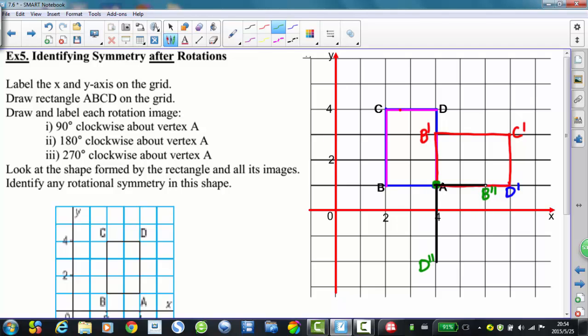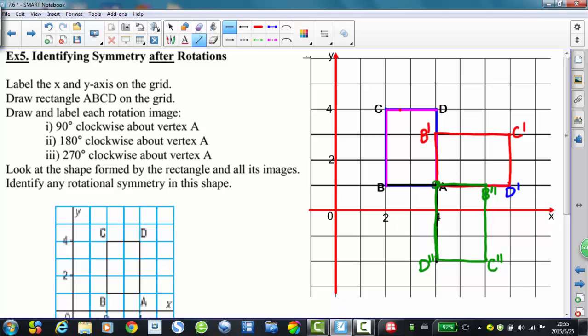Then the other two sides, you almost can imagine already. So I will make the other two sides for this rectangle. Here is C double prime. This green one was A, B double prime, C double prime, D double prime. It's the rotation image of the original one was 180 degrees clockwise about the vertex A. Let's look at the last one. This time I want to rotate 270 degrees clockwise about the vertex A. So I will still use the line segments to help myself for the rotation image.